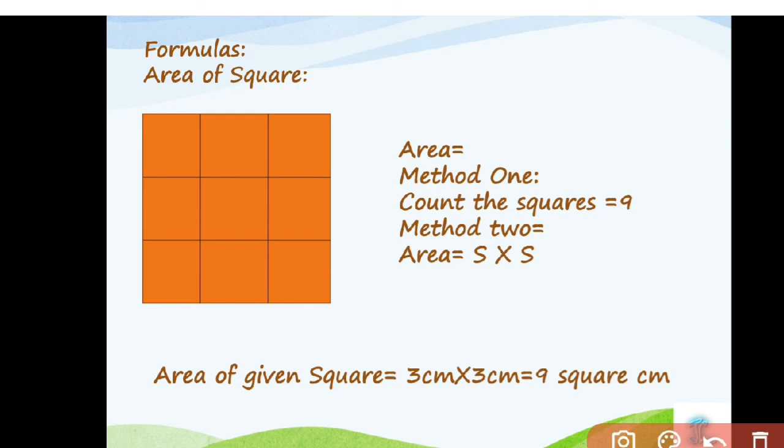Area is equal to side into side. So how many sides are there? 1, 2, 3. That is 3. And the next side, 1, 2, 3. That is 3, because both sides are equal for a square. So 3 into 3, that is 9 square centimeters. All of you understood, children? So what is the formula for the area of a square? Side into side, the side squared. Area of a square is side into side.